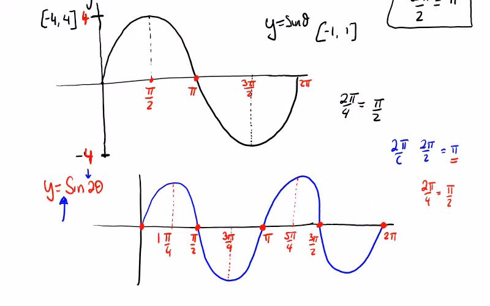We're going pi over 4, 1 pi over 4, we're getting 2 pi over 4, 3 pi over 4, 4 pi over 4 for pi, 5 pi over 4, 6 pi over 4 is 3 pi over 2. So then we're going to have 7 pi over 4, which is 315. So this is a sketch of y is equal to sine 2 theta.